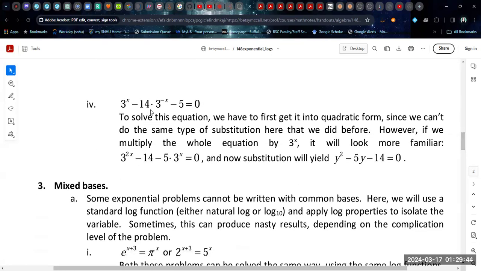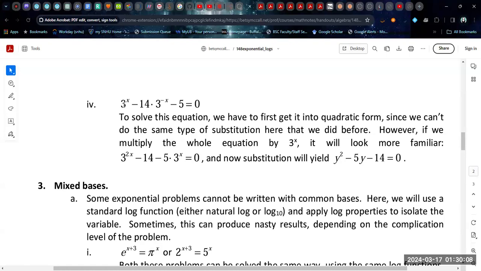And then similarly, we have a problem like this. Now, here we have 3 to the x, and now we have 3 to the negative x, and it might seem like, oh dear, this isn't really like what we had before, but it actually is. What we're going to do is multiply the whole equation by 3 to the x to get it into our more familiar form.